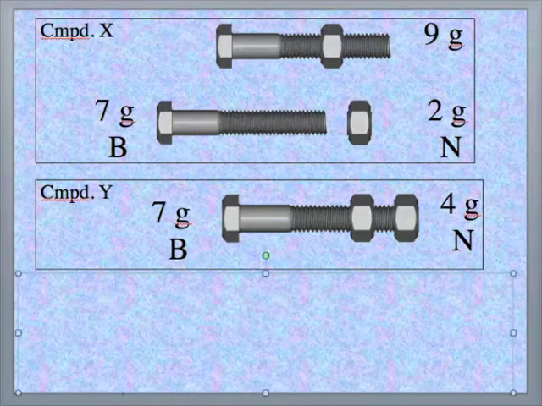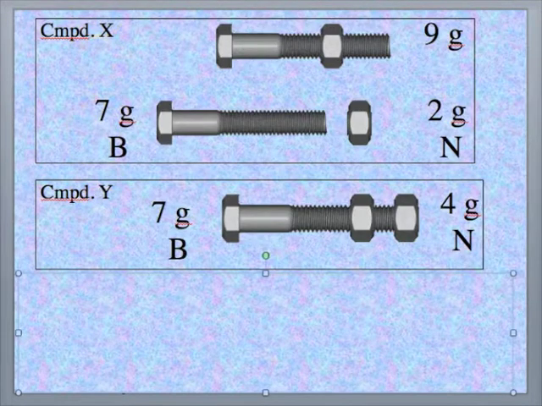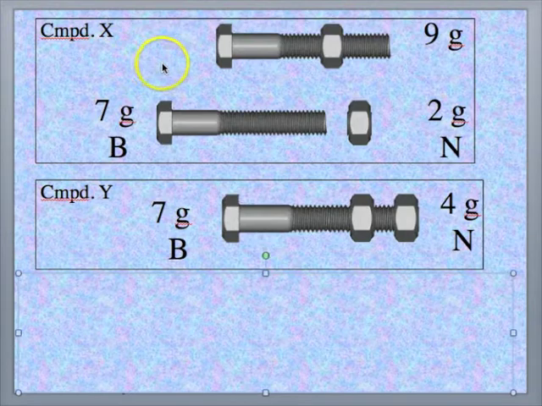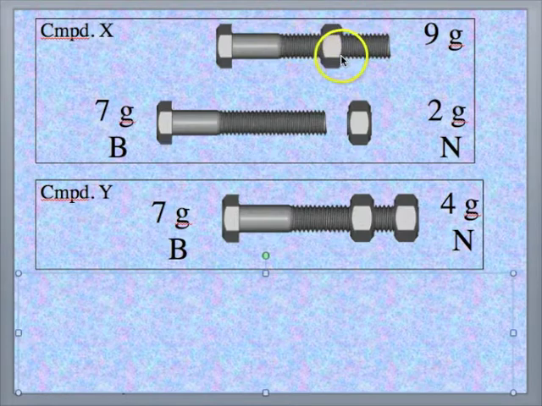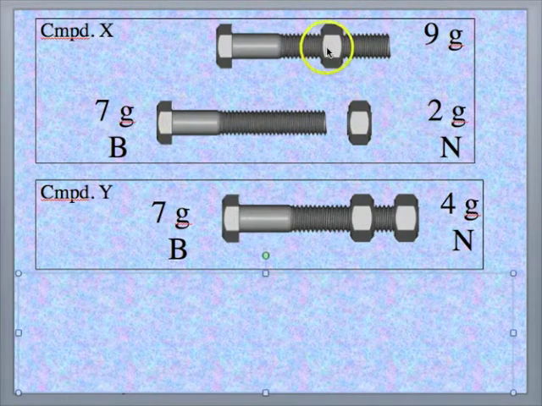Let's use an analogy of bolts and nuts to represent atoms that combine to form a compound. With compound X, 1 bolt reacts with 1 nut to form a compound Bn. The bolt weighs 7 grams, the nut weighs 2 grams, the compound X weighs 9 grams.